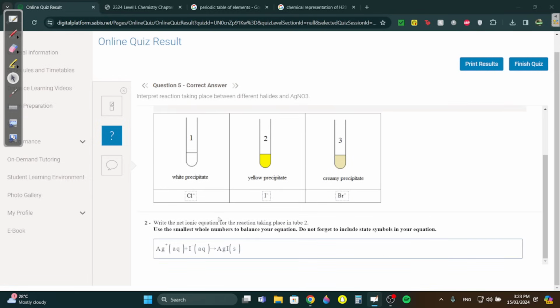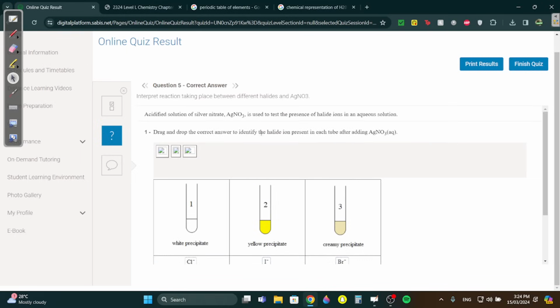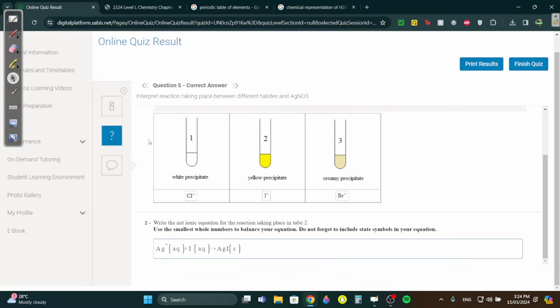So in the written, if it comes, which one forms a white precipitate? Okay, you put chlorine. If they said that it formed a yellow precipitate, remember iodine loves yellow, so you put iodine. I minus. You have to put the charge, because we're talking about the ions. It's aqueous. Write the net ionic equation for the reaction taking place in tube 2. Okay, look, we're adding AgNO3. Okay, they want the net ionic. The net ionic. This is forming a precipitate, yeah? You know that the precipitate is a metal plus non-metal.